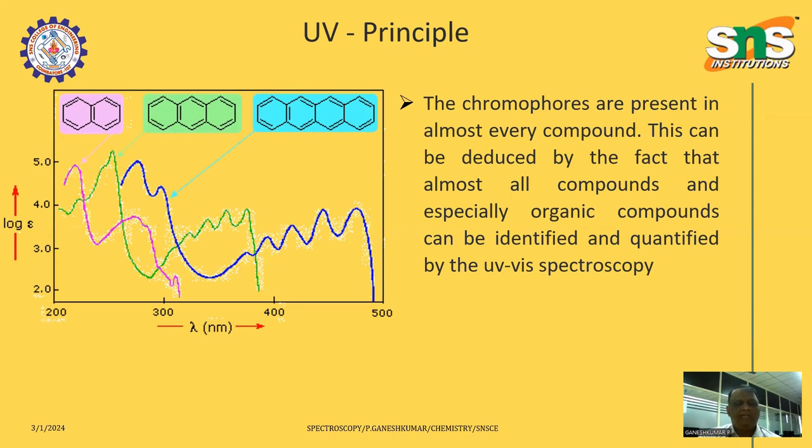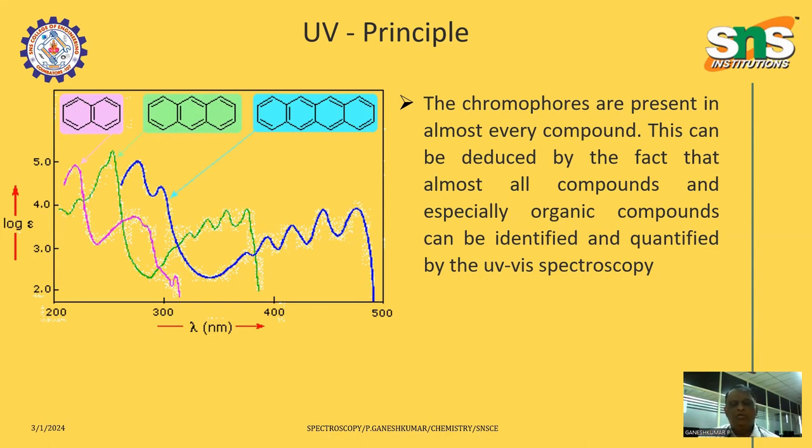And the next one, anthracene, has 7, and the next one it increases. So when the number of conjugations increases, the absorption wavelength also increases. You see, for the first one, the violet color line, the wavelength of maximum absorption is around 220 nanometers. For the green one, it increases to around 240 or 250. And for the third one, violet color, it nearly goes to 300.